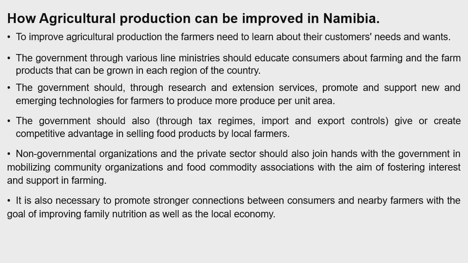Non-governmental organizations and the private sector should also join hands with the government in mobilizing community organizations and food community associations with the aim of fostering interest and support in farming. Once the NGOs, some private sectors and farm associations come together and put their ideas together, this can help to improve agricultural production in Namibia. It is also necessary to promote a stronger connection between consumers and nearby farmers with the goal of improving family nutrition as well as the local economy. These are some measures on how agricultural production can be successfully improved in Namibia.